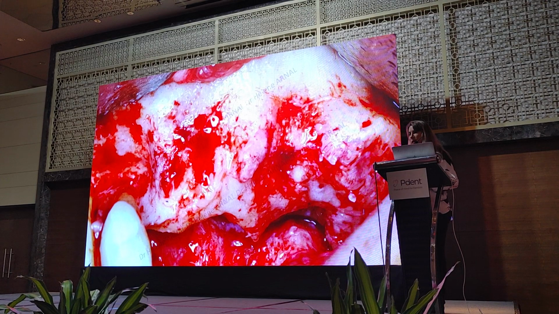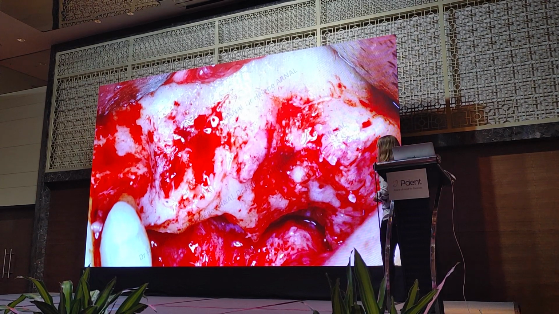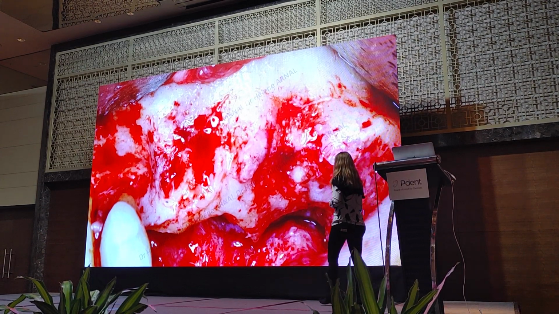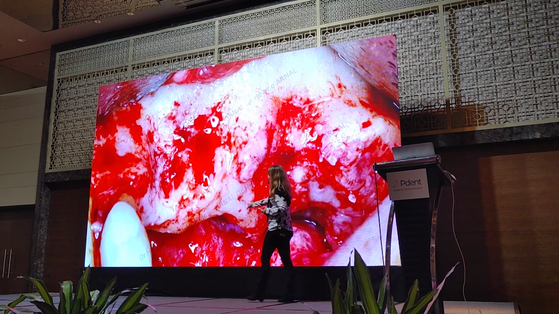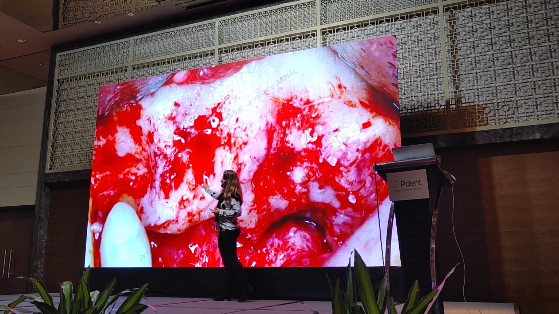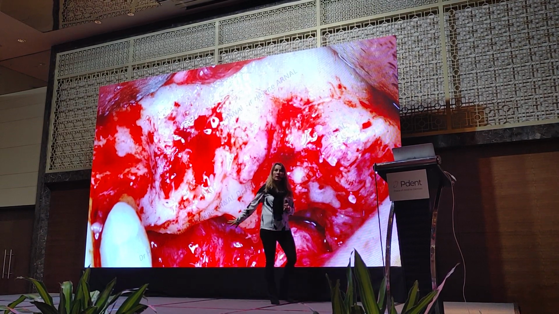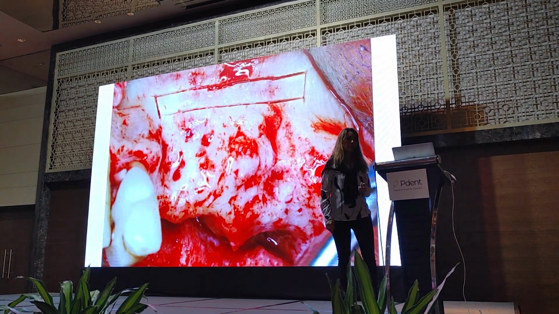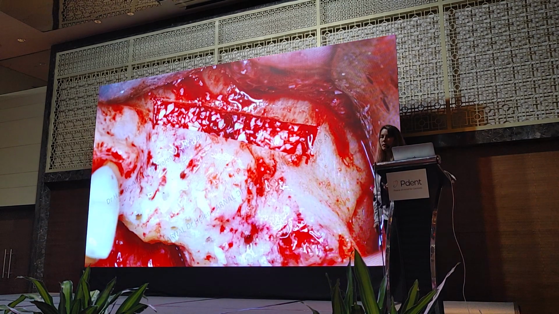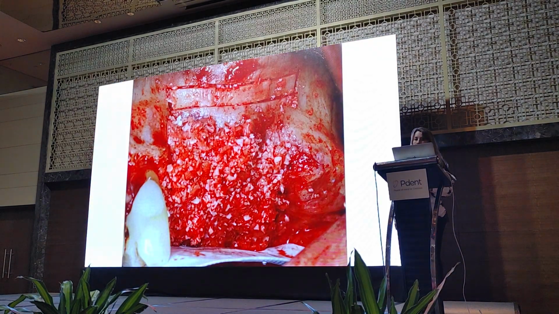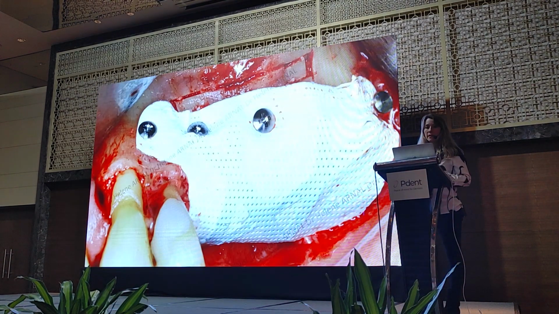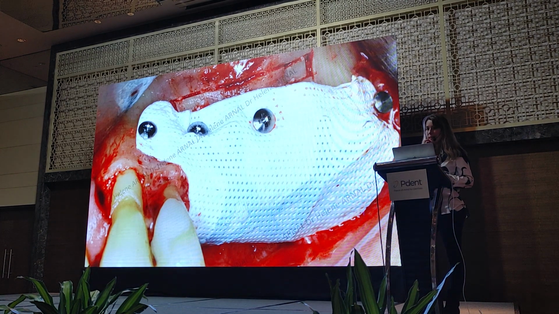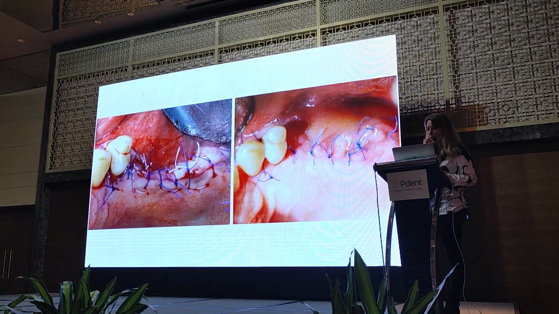So this patient had horizontal defects, but he had 3 horizontal defects: 2 palatal horizontal defects and 1 buccal horizontal defect. Because of the palatal horizontal defects, I decided to use a PTFE membrane. I did the sinus, I placed my particulate graft, and I followed with the membrane. I had a nice healing.